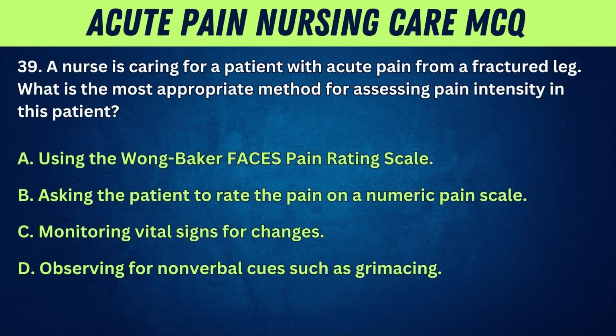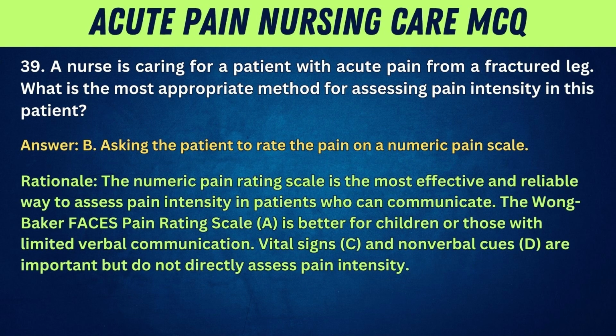39. A nurse is caring for a patient with acute pain from a fractured leg. What is the most appropriate method for assessing pain intensity in this patient? A. Using the Wong-Baker Faces pain rating scale. B. Asking the patient to rate the pain on a numeric pain scale. C. Monitoring vital signs for changes. D. Observing for nonverbal cues such as grimacing. Answer.